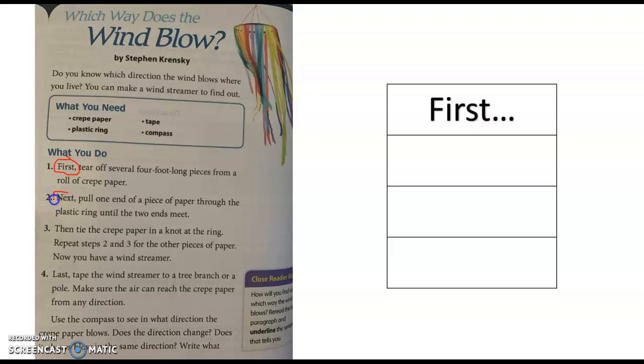Tell someone in the room what you need to do next. And you should have said you need to pull an end of the piece of paper through a plastic ring until the two ends meet together. Then tie the crepe paper in a knot at the ring. Repeat steps 2 and 3 for the other pieces of paper. Now you have a wind streamer. I see the word then here, telling me what I'm supposed to do now.